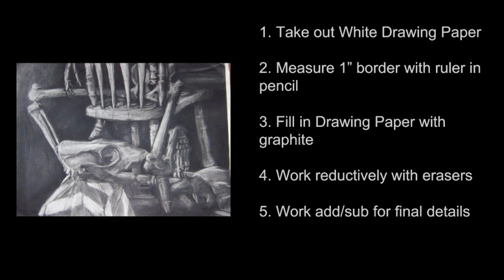So when we're doing subtractive, we're going to take our white piece of paper. We're going to make a 1-inch border around the outside. We're going to fill that paper in completely black. We're going to be using graphite. And then we're going to use our eraser to pull out details, to pull out highlights. So it's going to get us thinking about value in different ways, thinking more consciously about the highlights and less about the shadows.